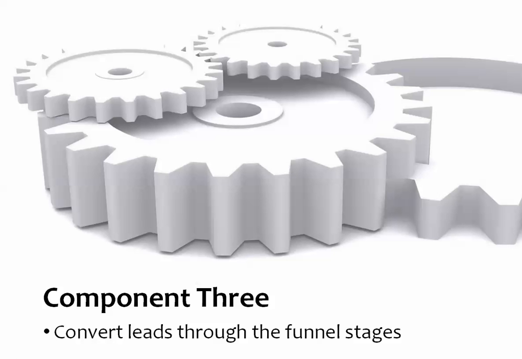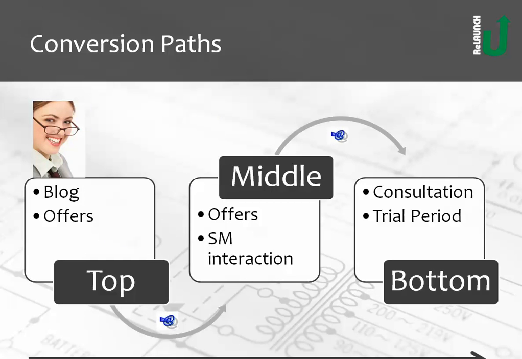Okay, so we've looked at how to nurture relationships. Now let's look at the third component, which is actually converting people through the stages. So we've talked about how to create the content and the information for the stages, but now we have to move people through the stages. And that's called a conversion path.